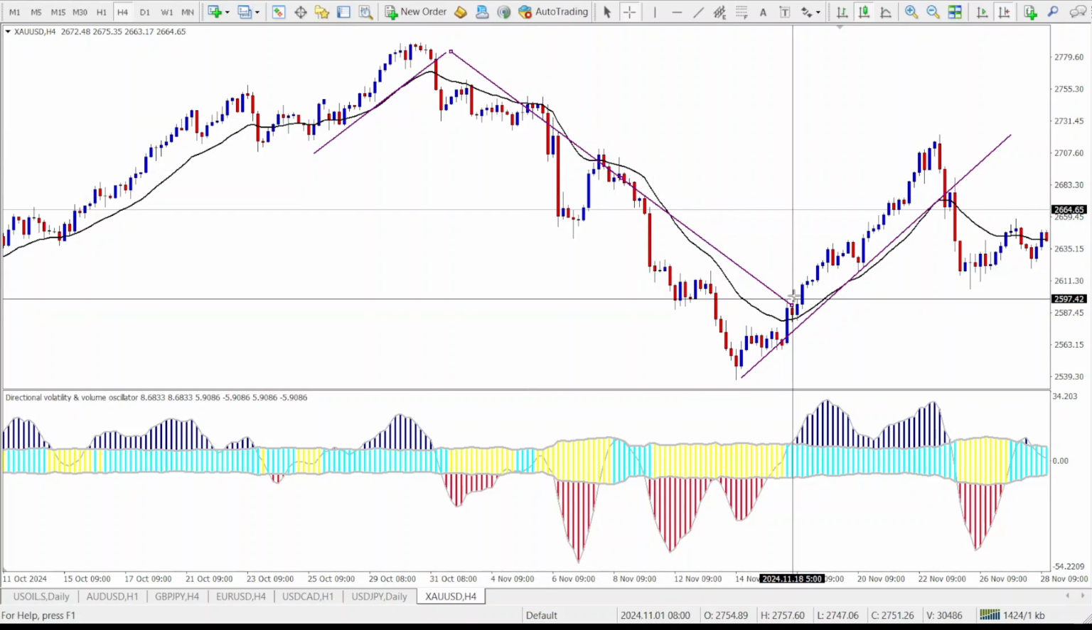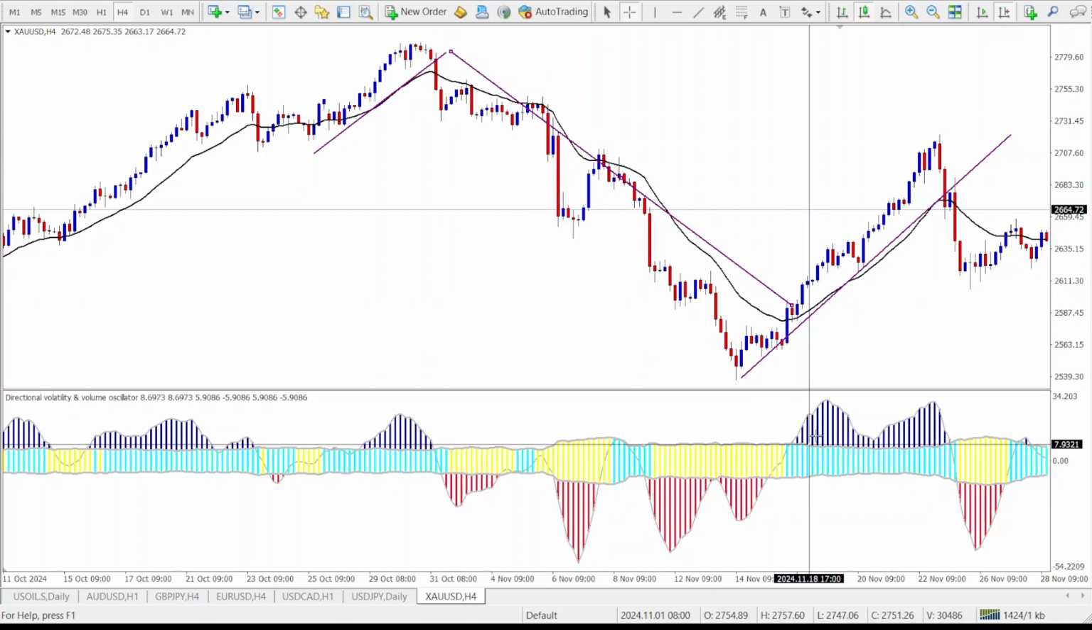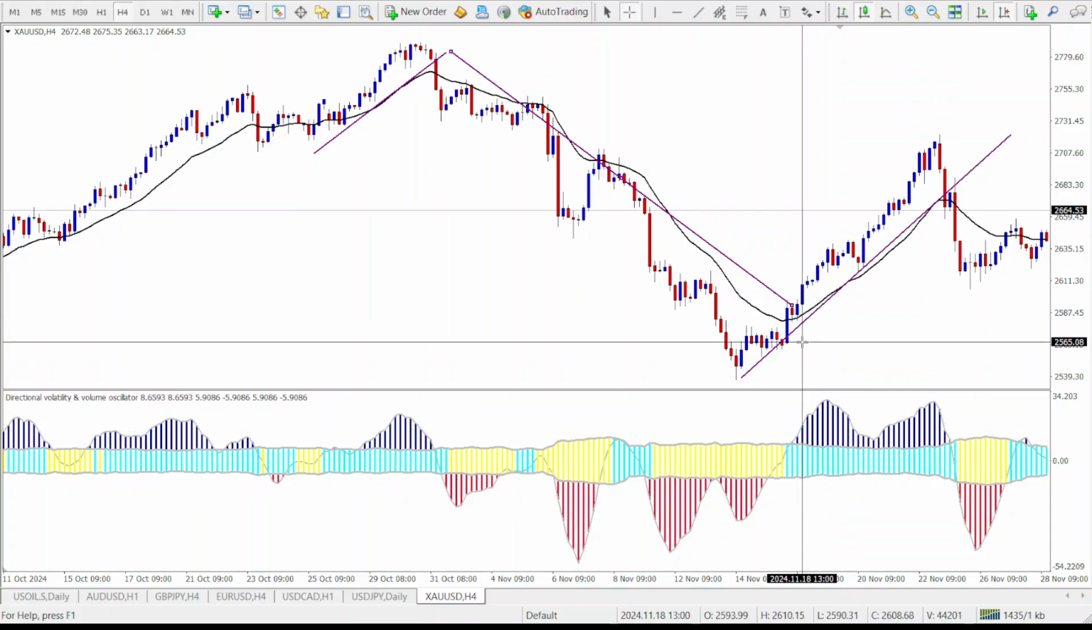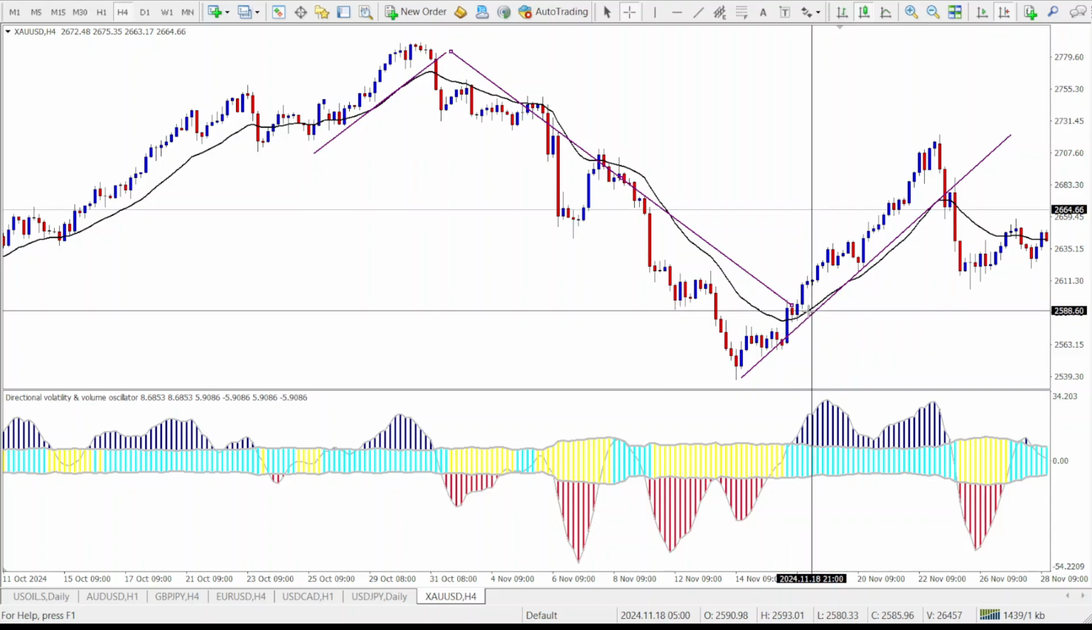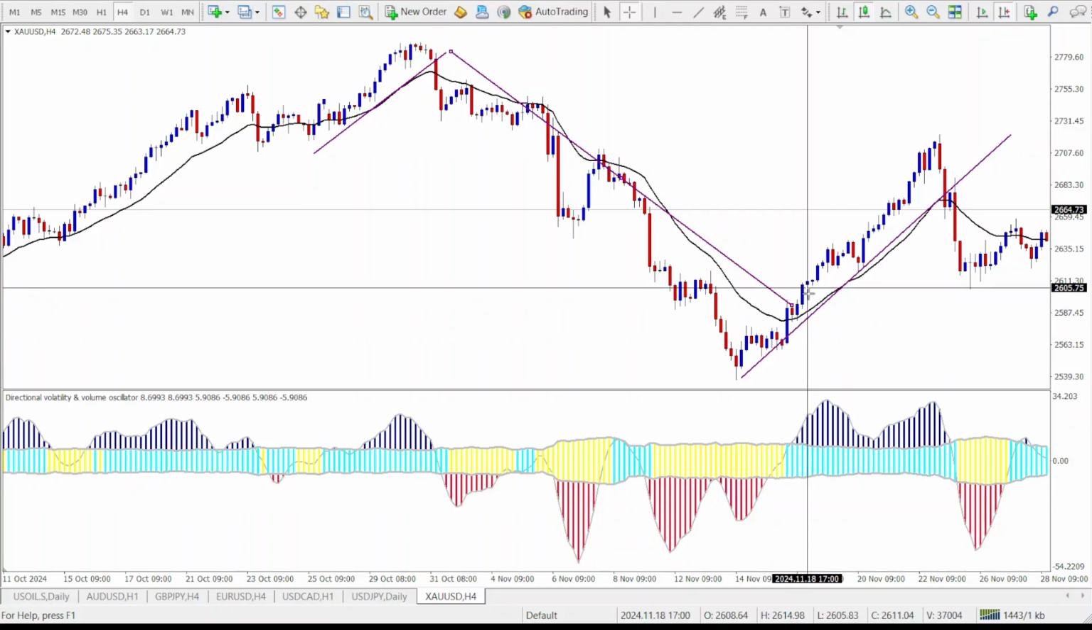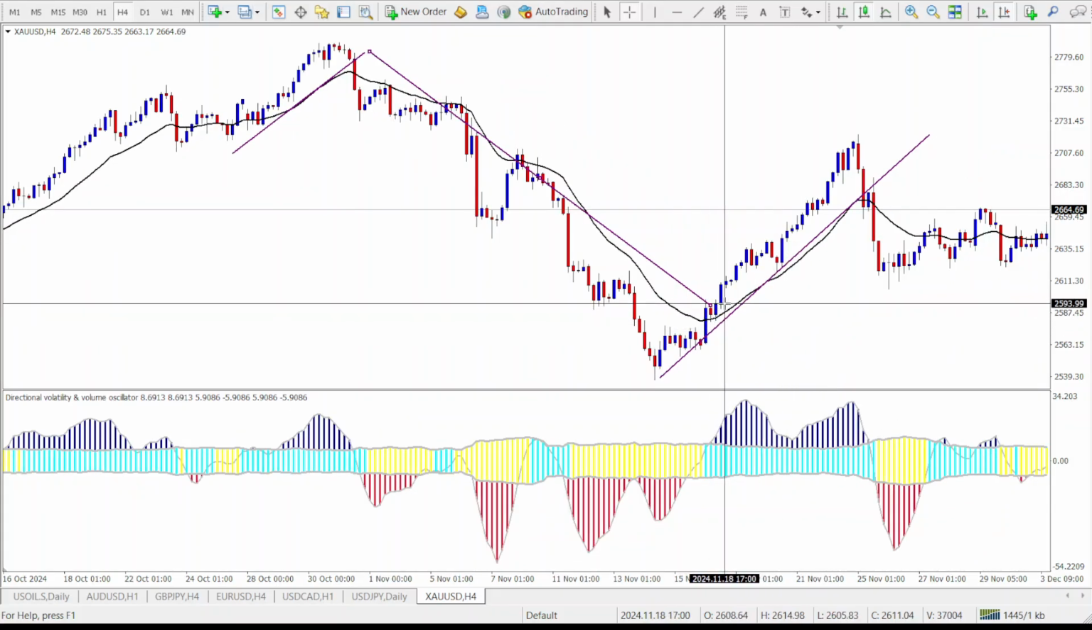And then at this point, we can see that we had a buy signal from the Directional Volatility and Volume Oscillator, and then just about the same time, we had a confirmation from the moving average as the price broke above it. So that was a good place to enter a buy. So you can see that having confirmations gives you a higher level of confidence in those trades, right? So it is important to have confirmations so you can have a higher level of confidence in your trades, okay?